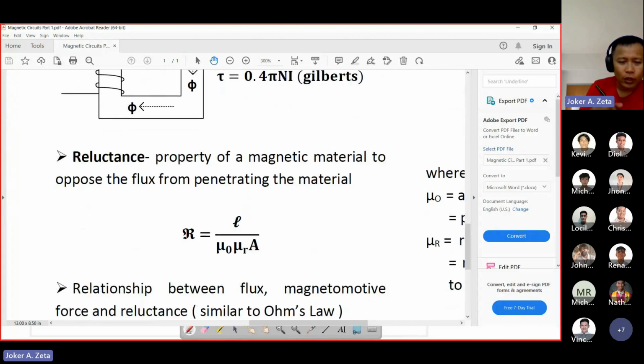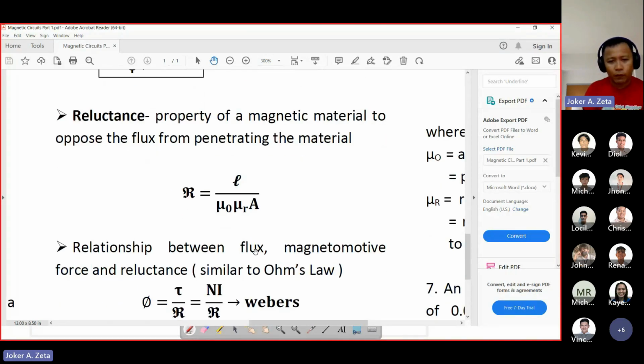Then, as I said before, you have reluctance, which is synonymous to resistance. Reluctance is a property of a magnetic material to oppose the flux from penetrating the material. Resistance opposes the flow of current, while reluctance opposes the flow of flux. To solve for the reluctance, you have the formula R is equal to length divided by mu o mu r times area. Mu o is the open space permeability and mu r is the relative permeability. Don't worry, I'm going to explain this further later.